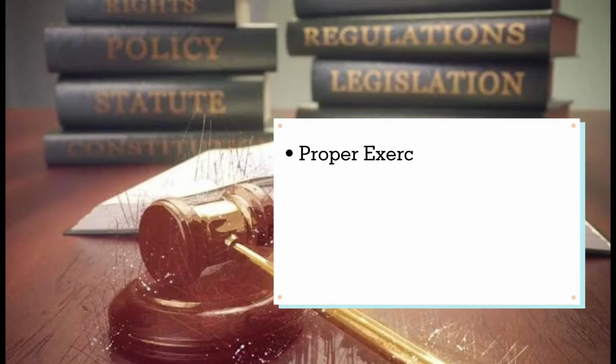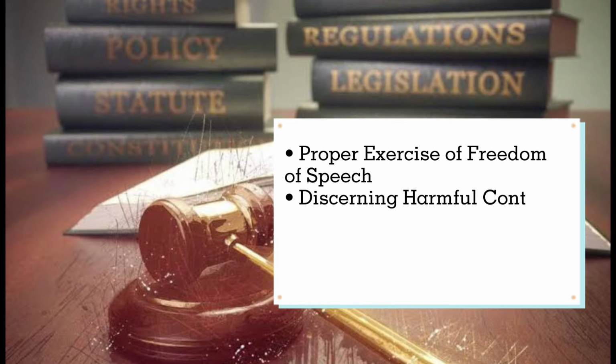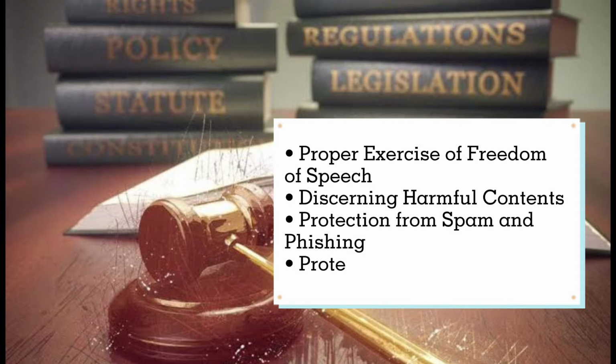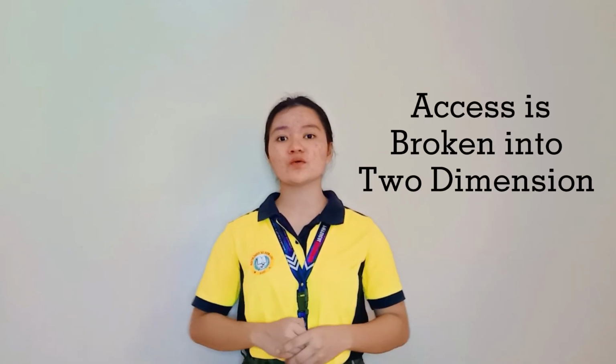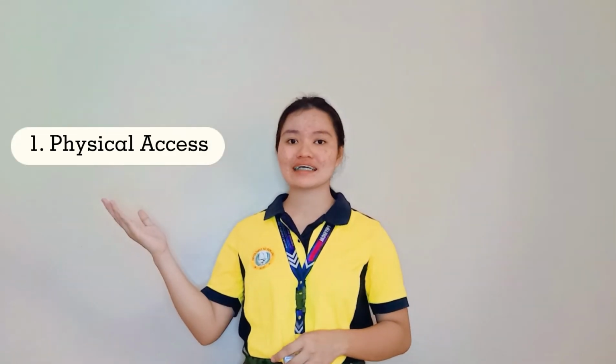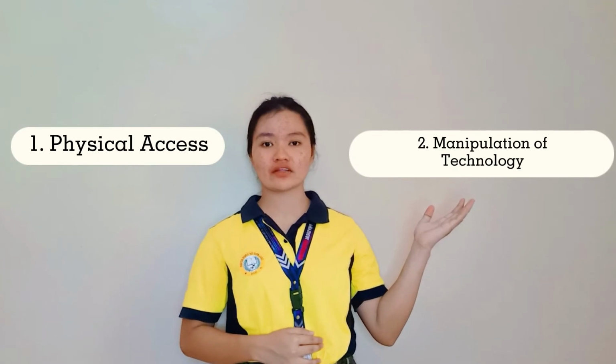First, we have proper exercise of freedom of speech. Next, we have discerning harmful contents like bullying, killing, fighting, and even malicious contents. Next, we have protection from spam and phishing. And last, we have protection of privacy. Now, let's proceed to access, which is broken into two dimensions. So we have physical access and manipulation of technology.